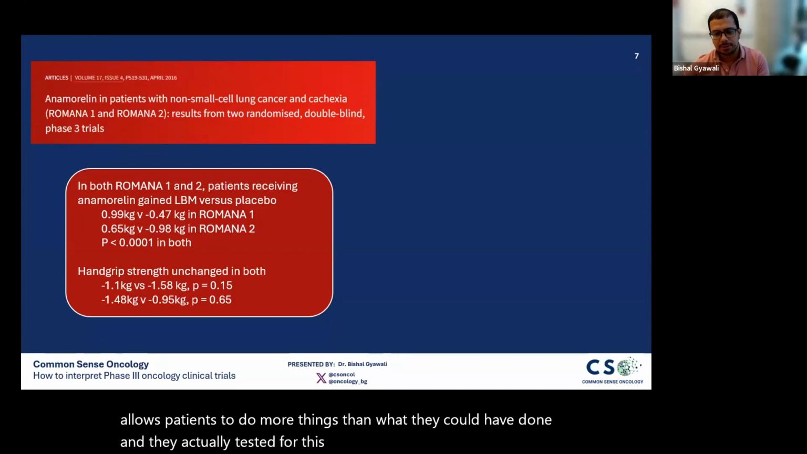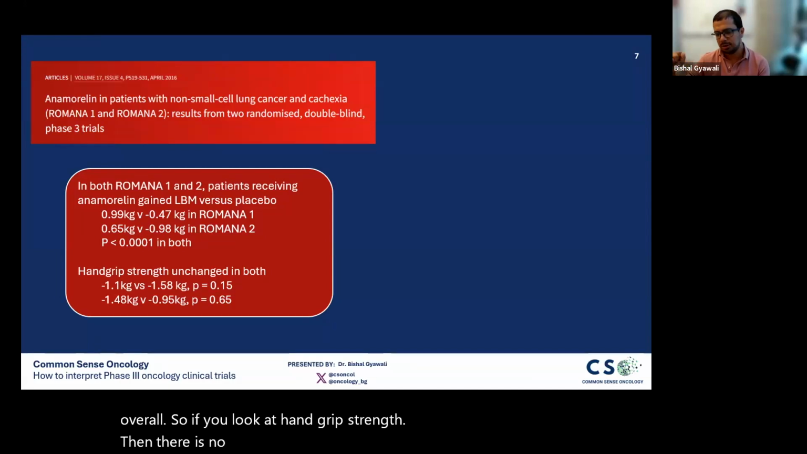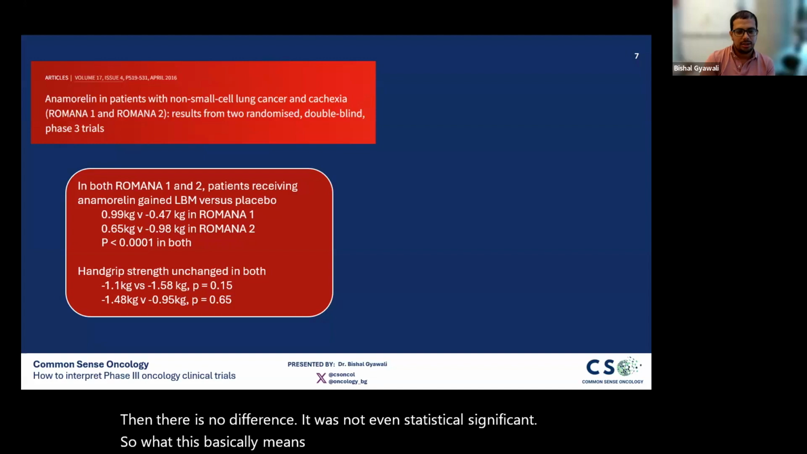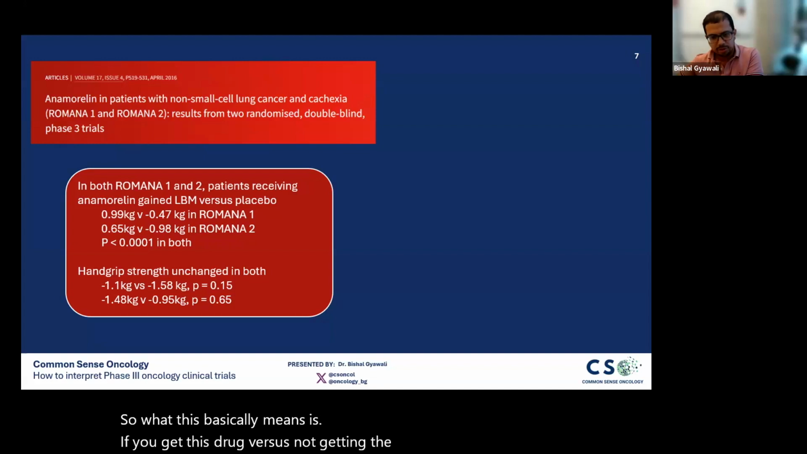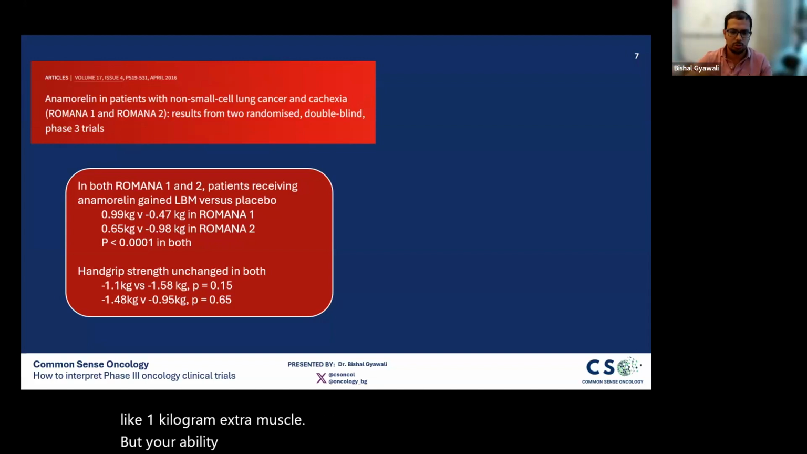And they tested it in terms of hand grip strength, which is a surrogate for muscle function overall. So if you look at hand grip strength, then there is no difference. It was not even statistically significant. So what this basically means is if you get this drug versus not getting the drug, then you will get like 1 kilogram extra muscle, but your ability to button your shirt or open the door handle does not change. So what meaning is that?